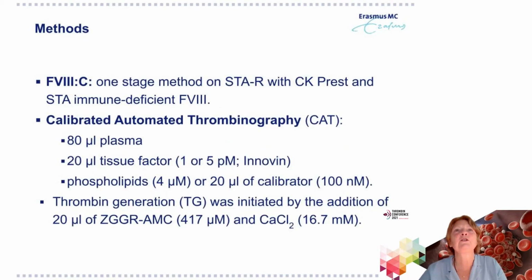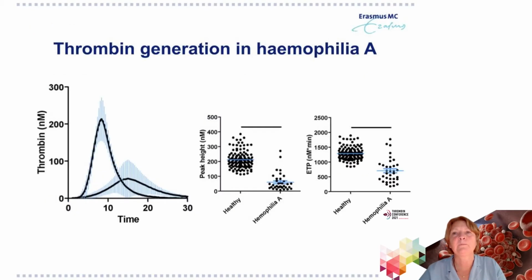The method that was used for the factor 8 clotting activity assay was a one-stage method on the STA with CK Prest and STA immunodeficient factor 8 plasma. In the CAT assay, the calibrated automated thrombinography, we used 18 microliters of plasma, added 20 microliters of tissue factor, either 1 or 5 picomolar, and this was Innovin. We added 4 micromolar phospholipids or 20 microliters of a calibrator. The thrombin generation assay was initiated by the addition of chromogenic substrate and calcium.